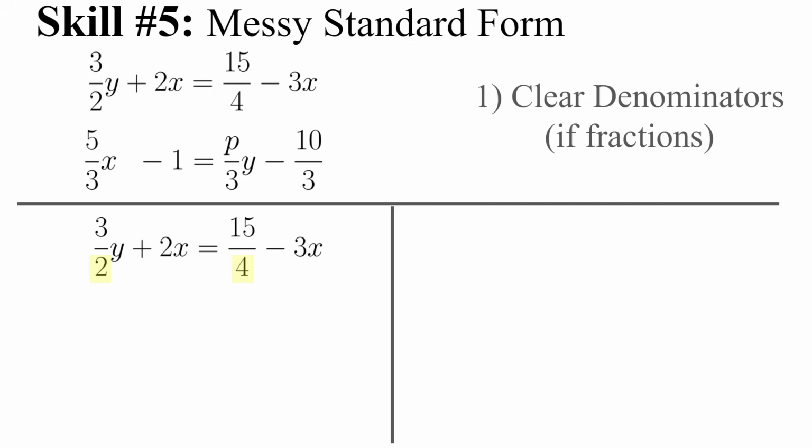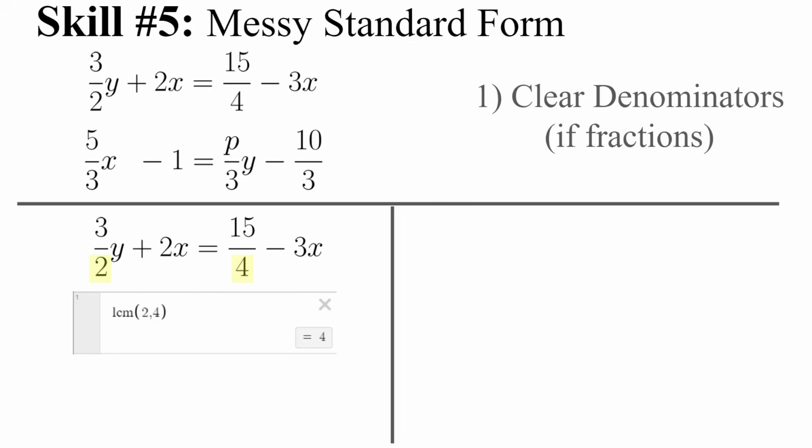The LCM is just 4. I just know that. If you don't know that, or if the numbers are harder on your actual test, or trickier to figure out, there is an LCM, least common multiple function in Desmos. So I just typed in LCM 2, 4, and it told me it's 4.